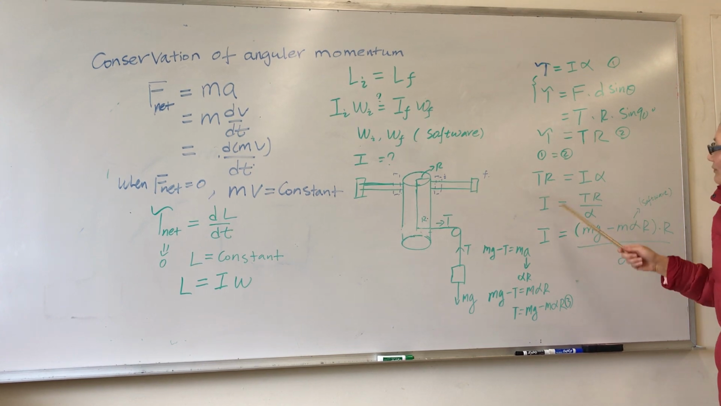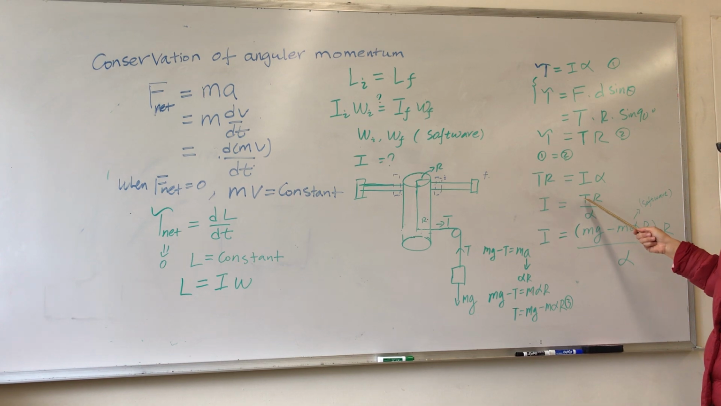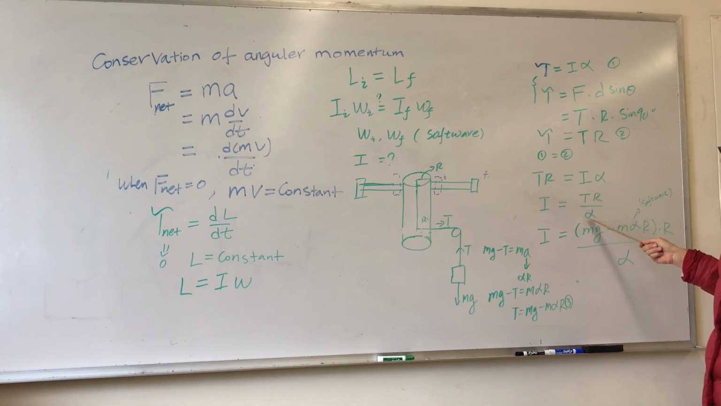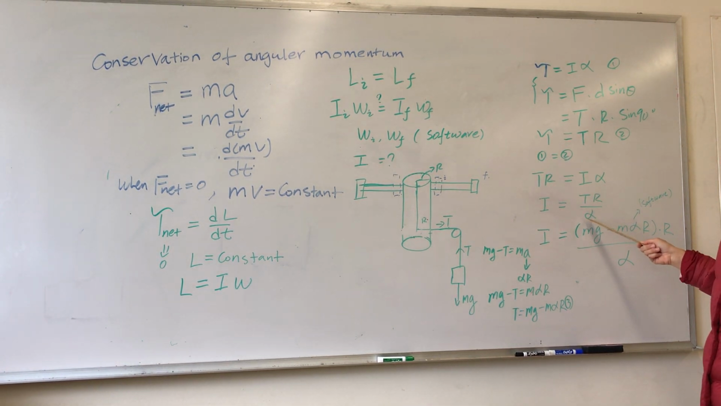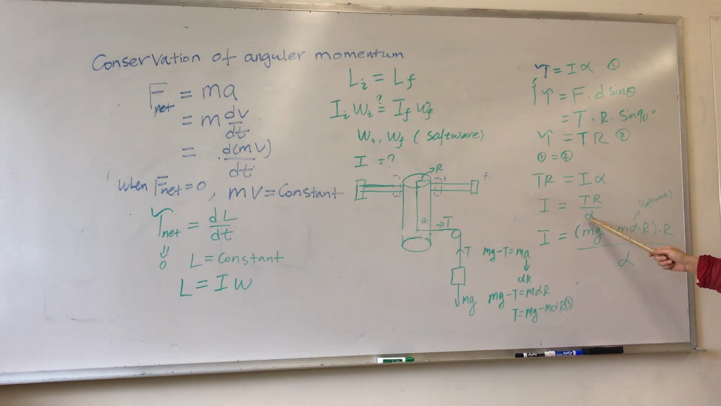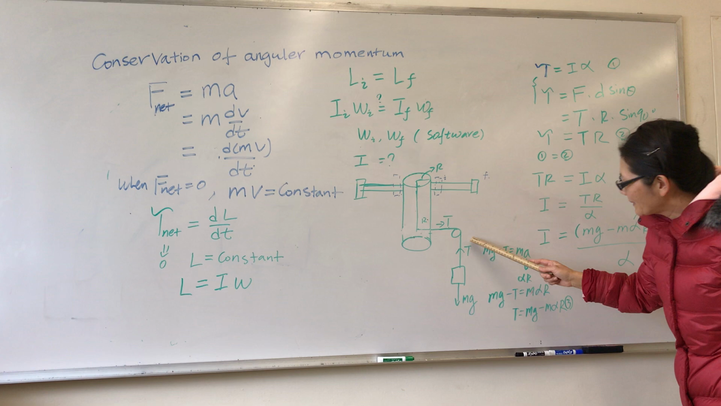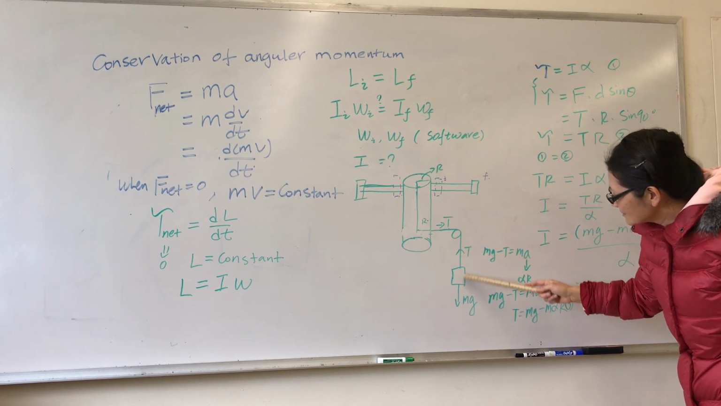And then our job is to find the moment of inertia. So moment of inertia equals T R divided by alpha. I'm sorry, this is alpha, okay? This is alpha. And if we find the T and plug in, we can find the moment of inertia. So we come back here, you see in this diagram.